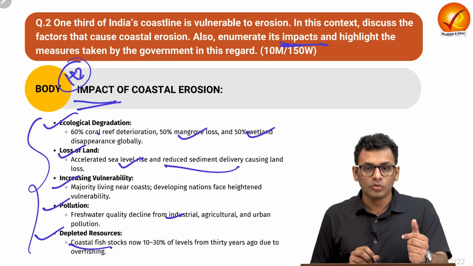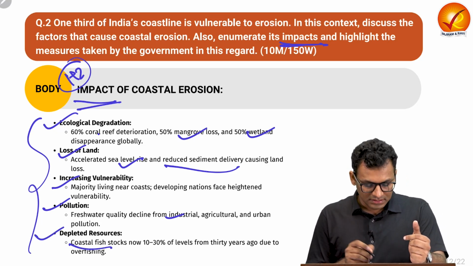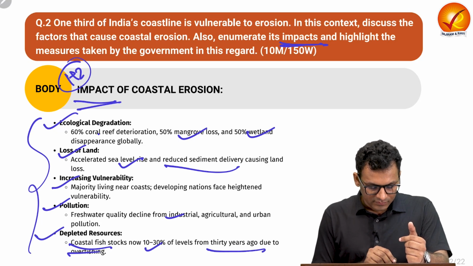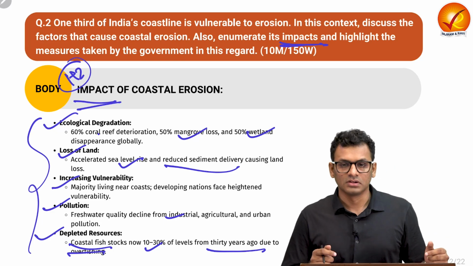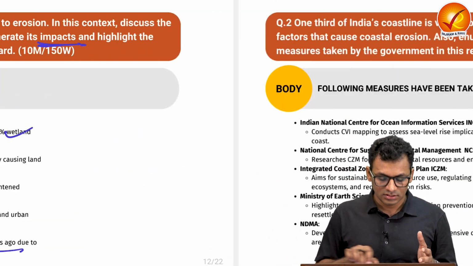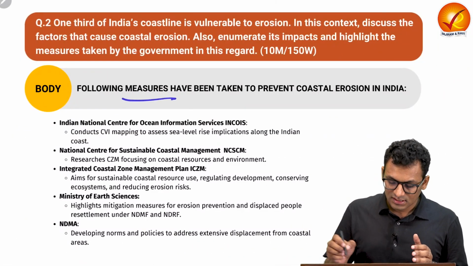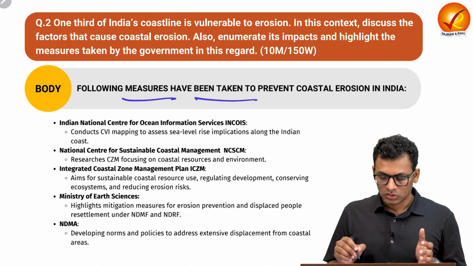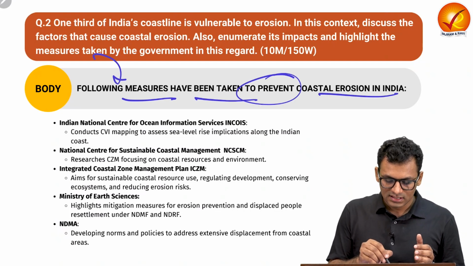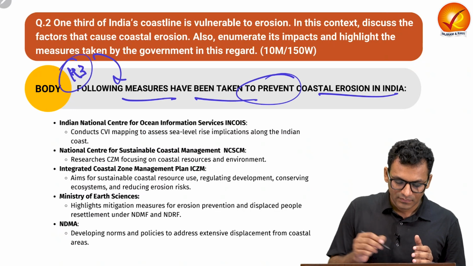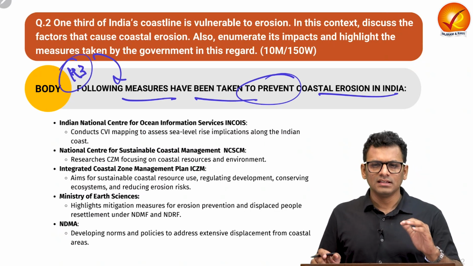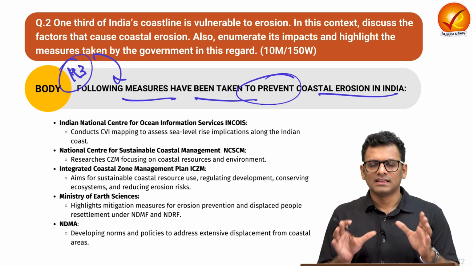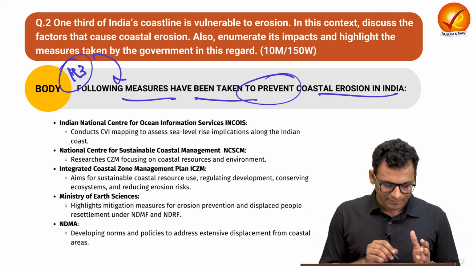We have seen that the marine resources are also impacted, where the economic activities are also negatively impacted due to coastal erosion. So these are the impacts of coastal erosion. Let us move on to the measures that are taken by the government to prevent coastal erosion. Now that is the demand. So this is the heading 3. Now remember, you have to write 3 dimensions for each heading. So that's how you can compact the entire answer for 150 words.